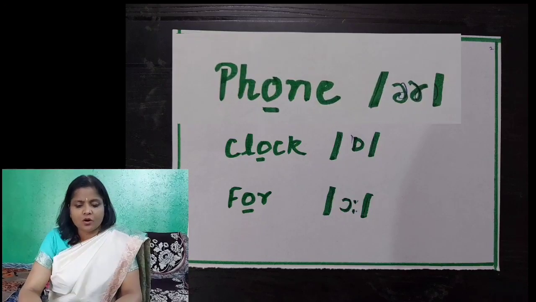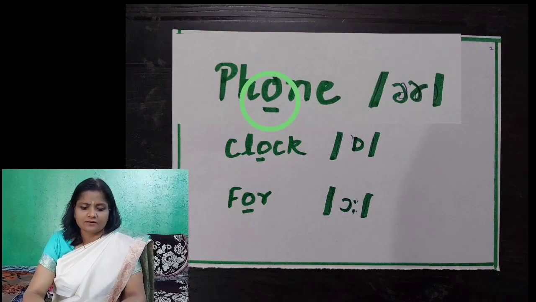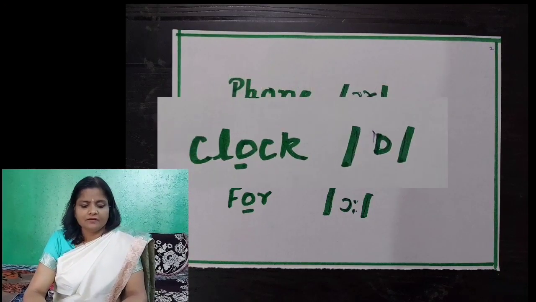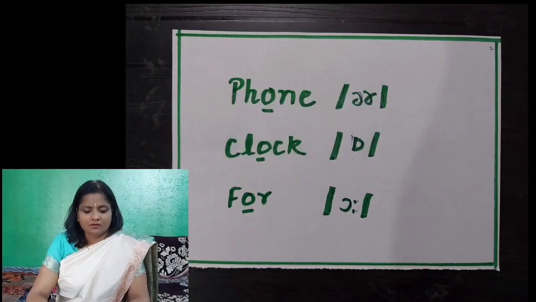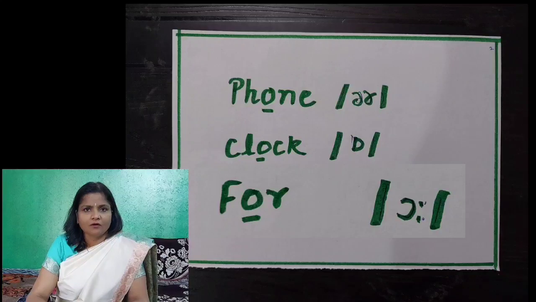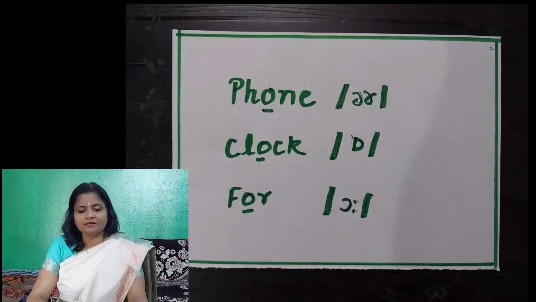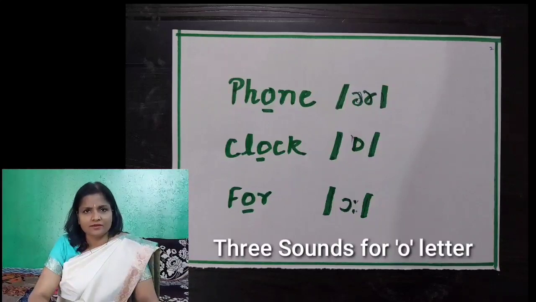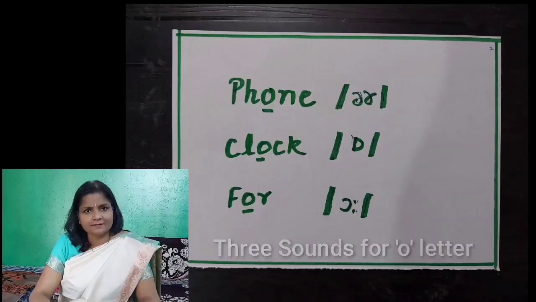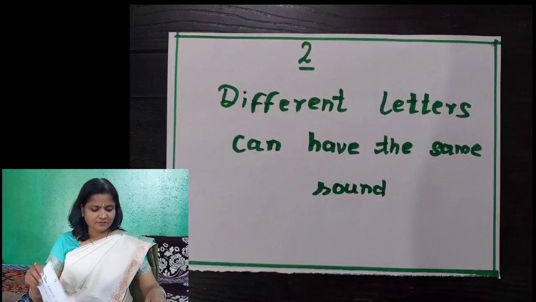In phone, the O sound is there. In the second word, clock, the sound is A. And in the third, fog, it is O. So you can see that there are 3 sounds coming for the O letter.